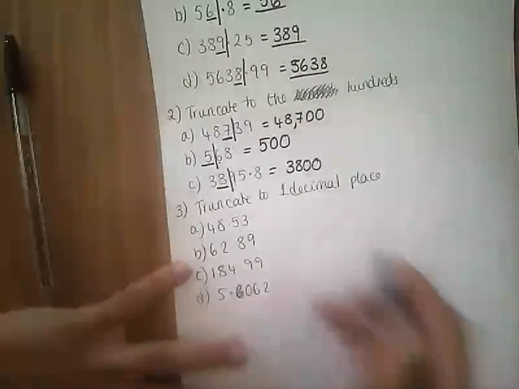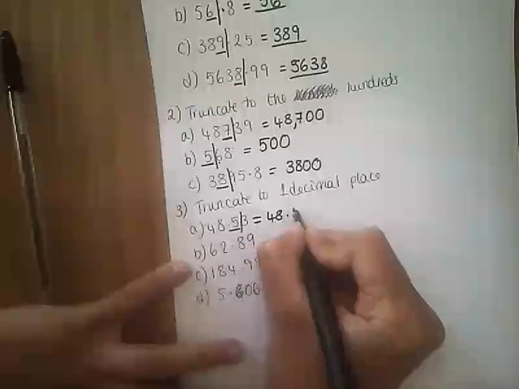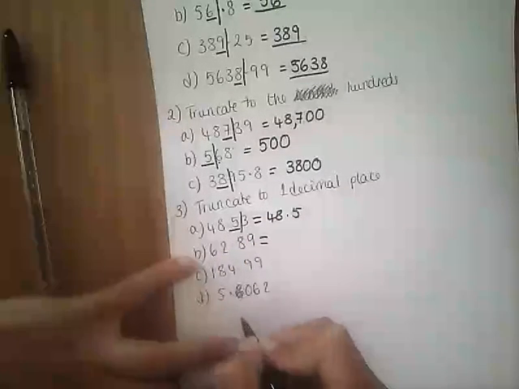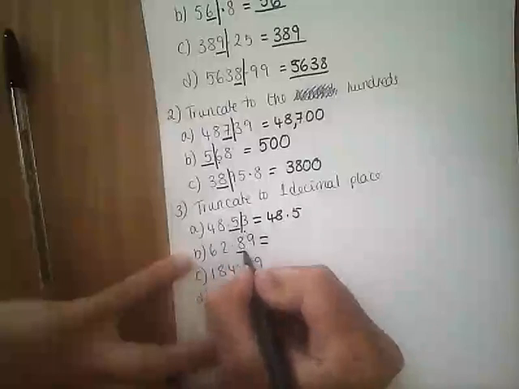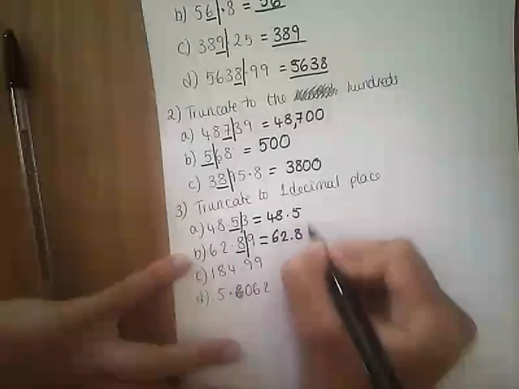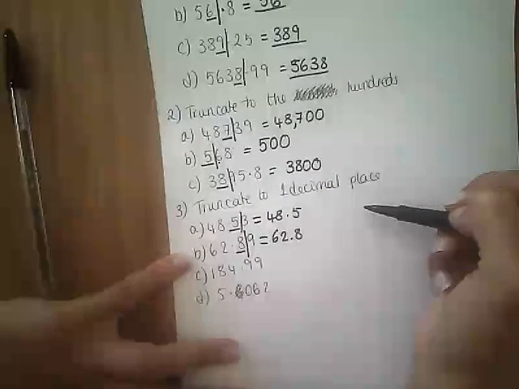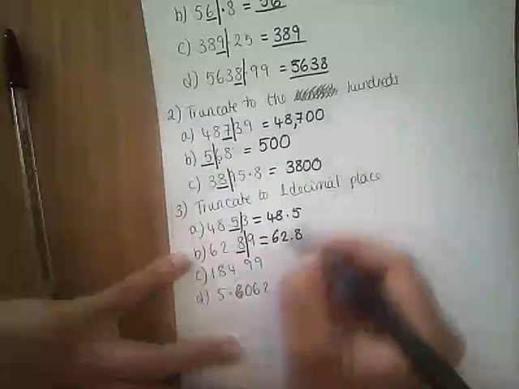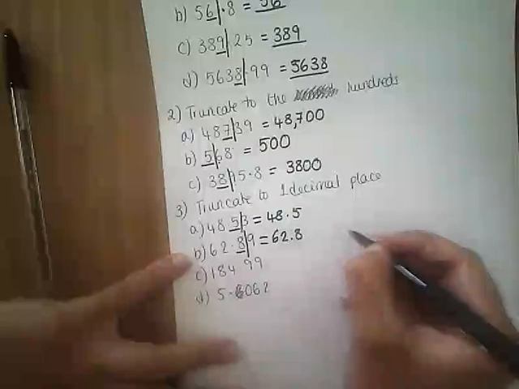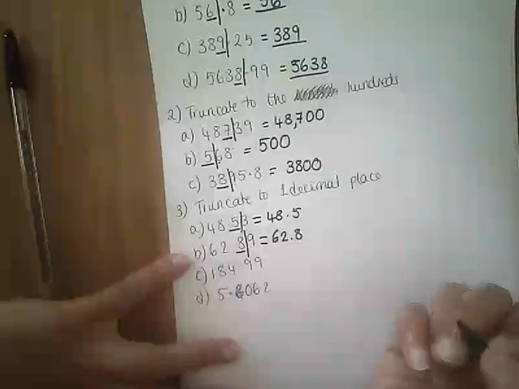Okay, truncate to 1 decimal place. So here's your first decimal place, chop everything else off, 48.5. Here's 62.89, here's your first decimal place, chop everything else off. You'll notice I'm not adding the zeros here because you don't need to after the decimal point. It's very important that you understand that bit. It doesn't change the value of the number by adding a 0 on. 62.8 is the same as 62.80.